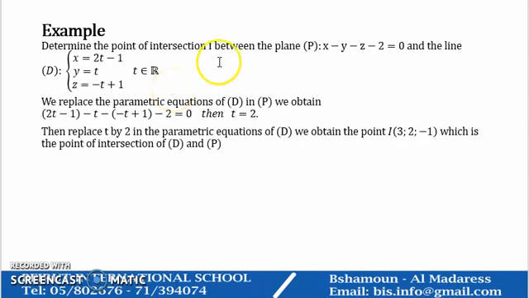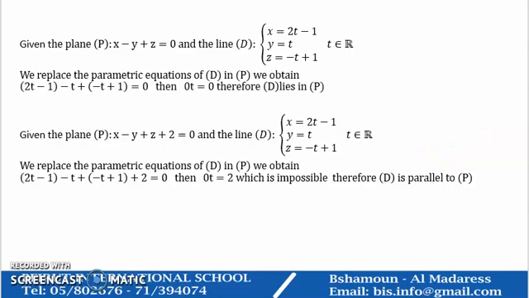Now, they ask us here to determine the point of intersection I between the plane P and the line D. We replace directly: I take the parametric equations of the straight line D and replace them in the plane P. Now I notice that when we replace it, we obtain t equal to a value, so then again I replace the value of t here. We obtain the point I, which is (3, 2, -1), the point of intersection of the plane and the straight line.